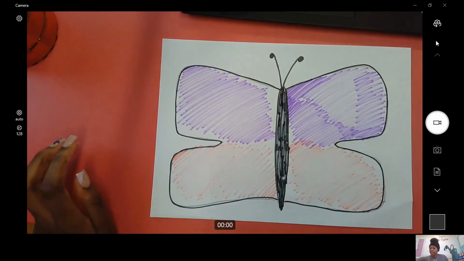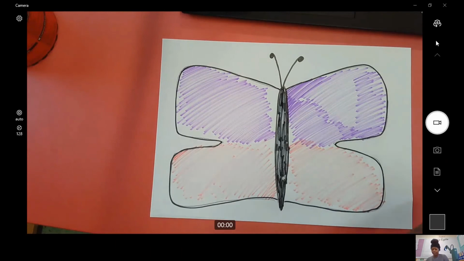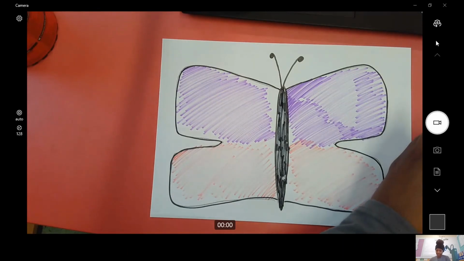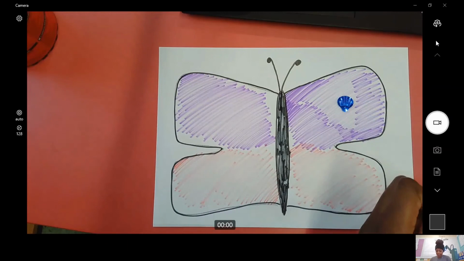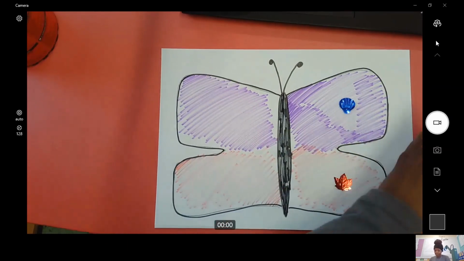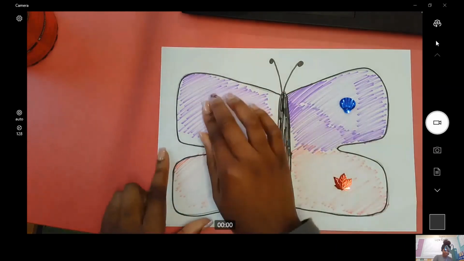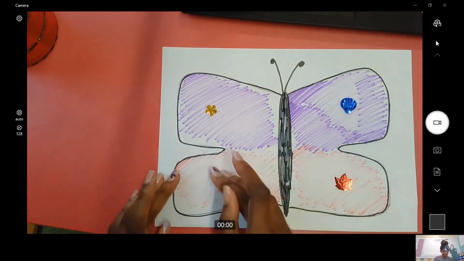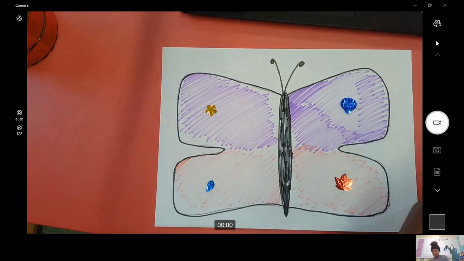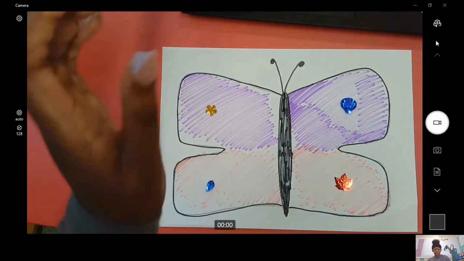I'm going to take a few of my sequins and just put some glue on them. So I'm going to put one there. Remember, they don't have to be the same. So I'm going to use different colours on mine. And then like that. Okay, so that is my butterfly.